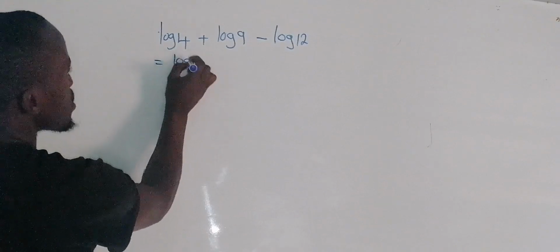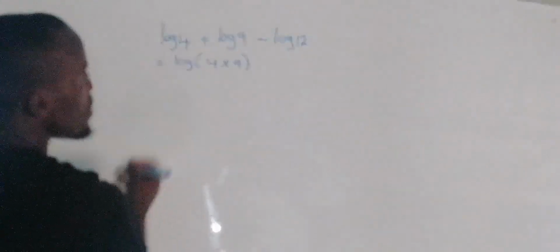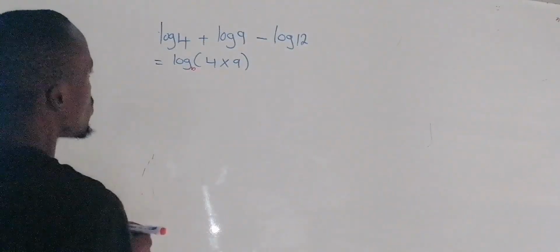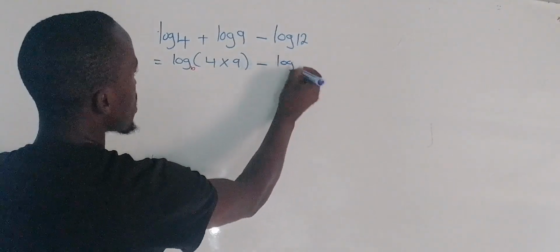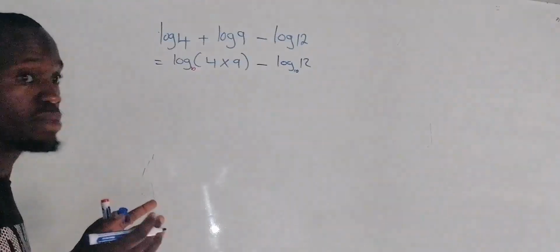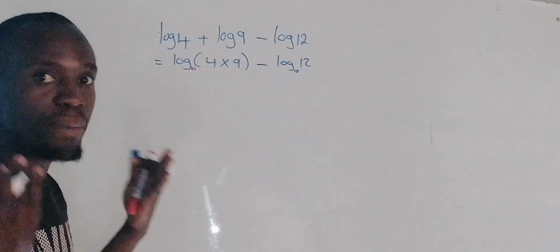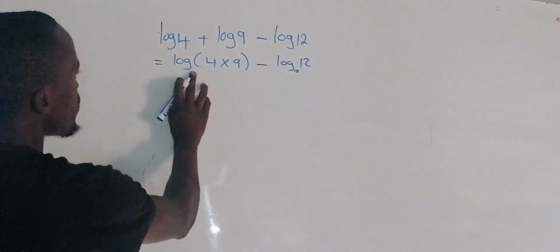So we have to write log of 4 times 9. While we know that here the base is always 10. Let me just write it here so that you guys can understand this. Minus log 12. Even here we have the 10, but they didn't specify it. But we know that if we are not given the base, you assume that it is always 10. So even if I can remove it, you know now.